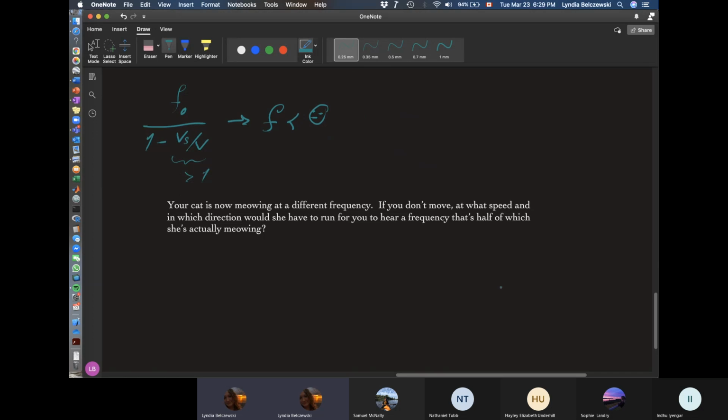Okay, let's do this last question quick because it's just solving for a different thing, and then we'll move on to a different type of question, something other than Doppler shift.